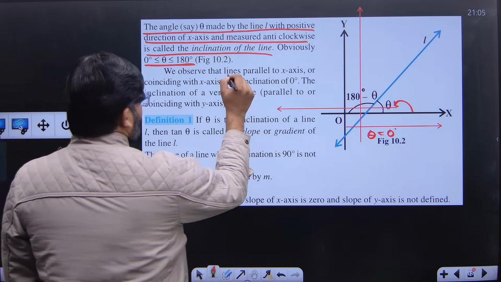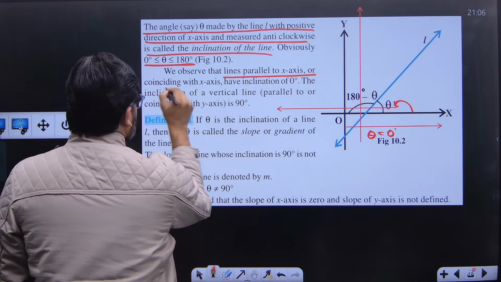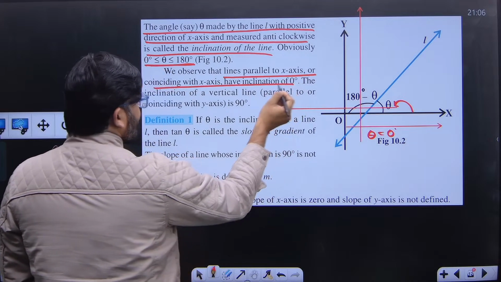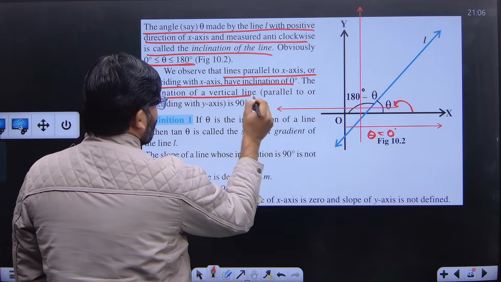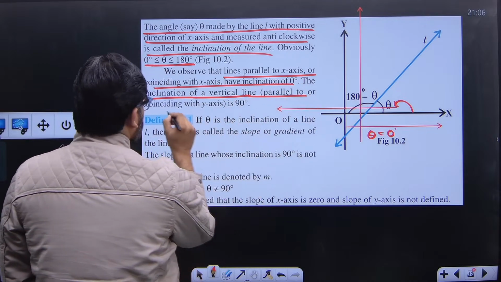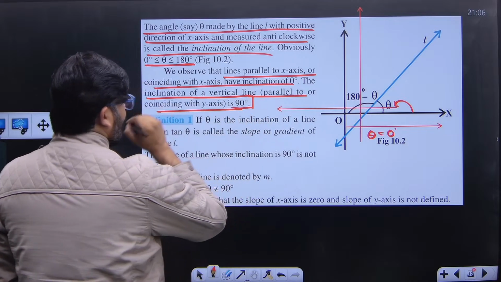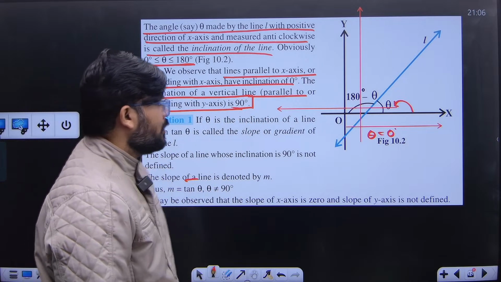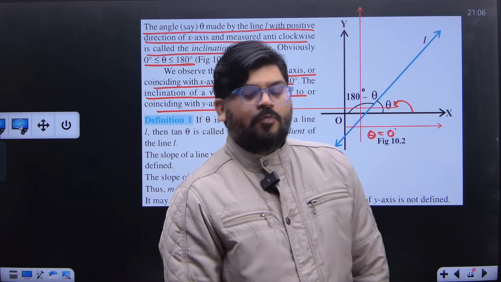And when the line is parallel to the x-axis, the inclination is 0. And when the line is parallel to the y-axis, the inclination is 90 degrees. All right. Now, what is the slope of a line?